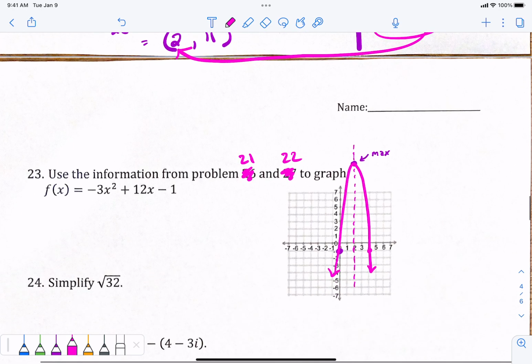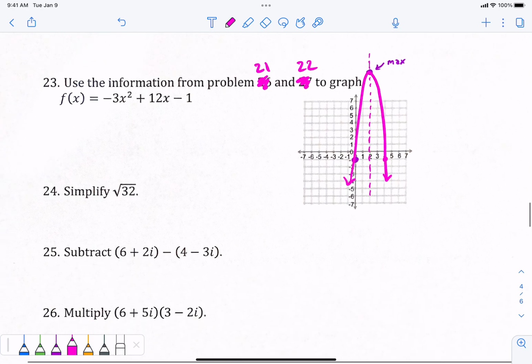Okay. And there's the graph. So 21, 22, 23 all went together. 23 is the final graph of it. So you're putting all that information together, okay? So if those are ones that are a struggle for you, you better make sure you study them because that's 3 problems in one. And if you don't know how to do one, you might not know how to do the other 2. So you'll just be stuck, right?